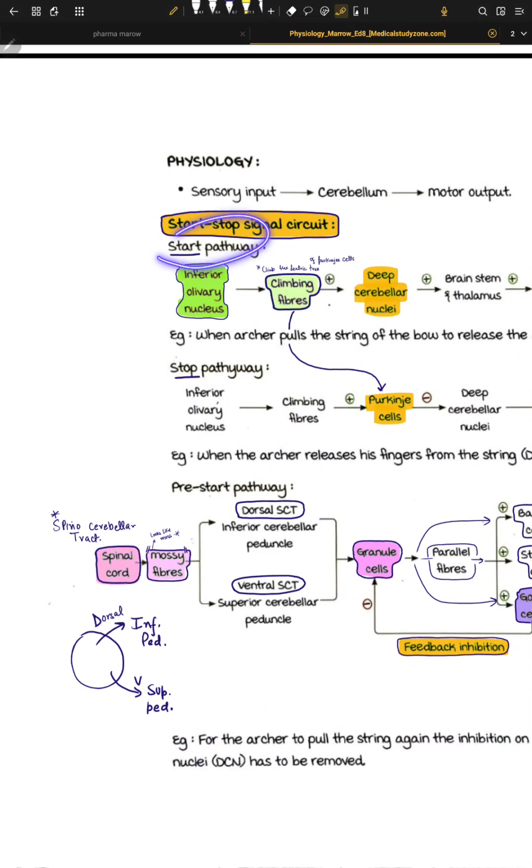Okay, so this is the start pathway, and this is the stop pathway. Why do we need a stop pathway? We need it to calculate when the movement has to stop. For example, I tell you to pick up a pen. You will just move and pick the pen. But how this really happens is that your brain calculates the distance between you and the pen, and then you start your movement and move your hand a little towards the pen, and the cerebellum is constantly calculating the distance between you and the pen.